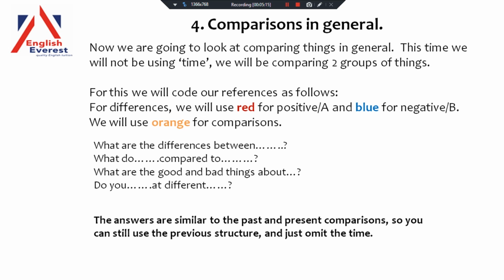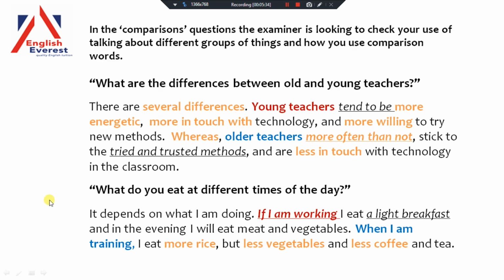So these answers are similar to past and present comparisons, so you can still use that same structure. The only difference is you omit the time differences. You're more comparing items than times. So, what are the differences between old and young teachers? That's a current question in the latest batch of questions about teachers.